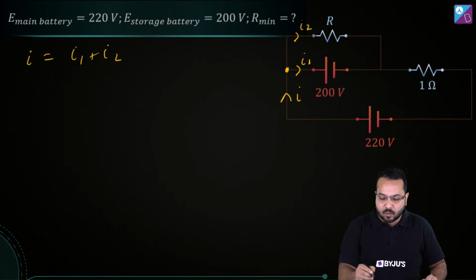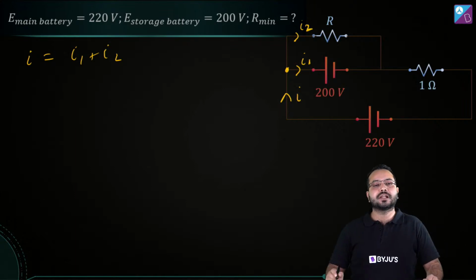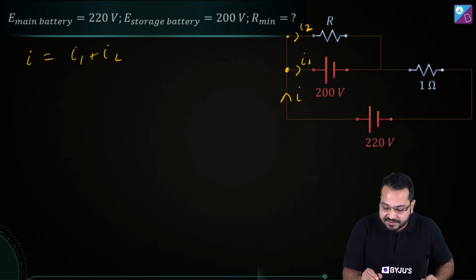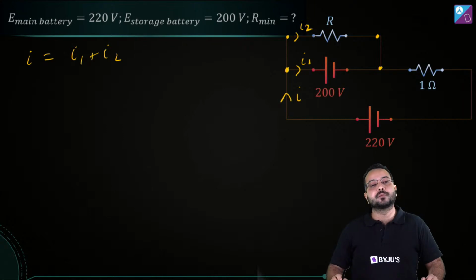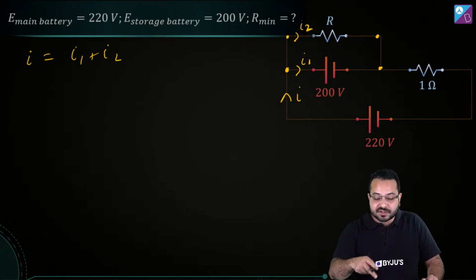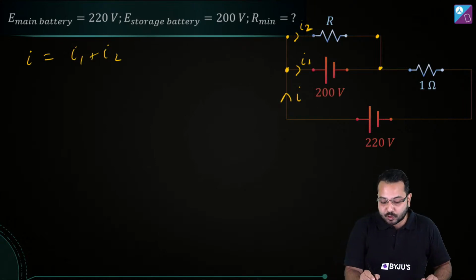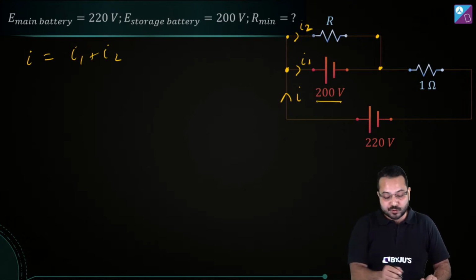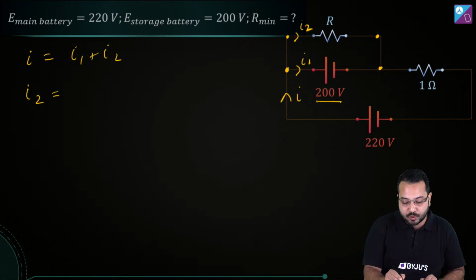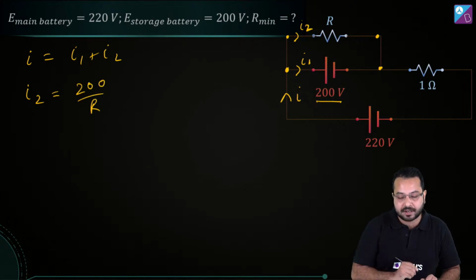Okay. Now what is I2? Now let's think about what is I2. So this resistance is connected between these 2 points, and those 2 points are basically the terminals of the battery. Okay. So what is the potential difference across this resistance R? The potential difference is going to be 200 volt, which means we can say that I2 is going to be 200 divided by R. Is that correct?